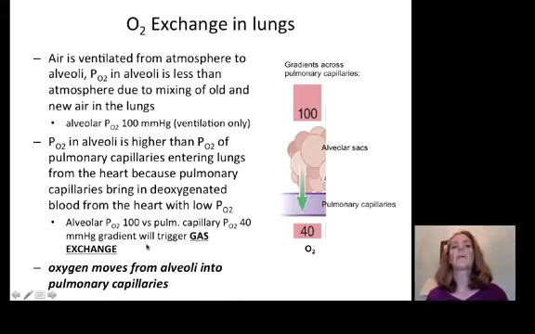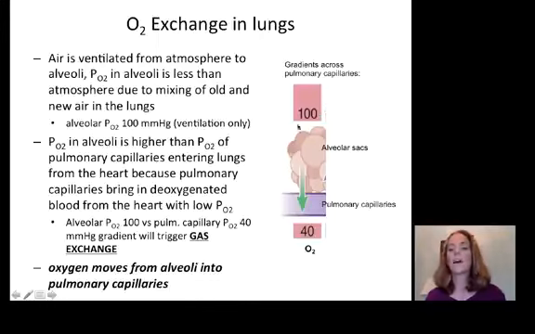So let's look at the actual oxygen exchange in the lungs. So air is ventilated from the atmosphere to the alveoli, and because of that, it mixes old and new air. That means that the atmosphere and alveoli are not exactly the same. The alveoli are a little bit less than the atmosphere, but that's okay because 100 millimeters of mercury in the alveoli is still quite high.